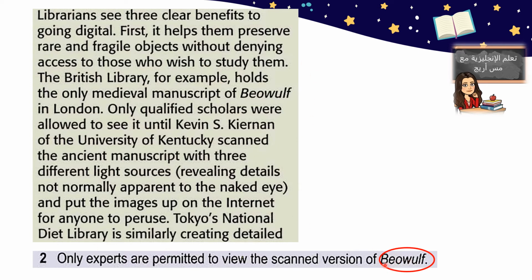So again, I first mark this word and the other keywords. So now I found the word Beowulf.